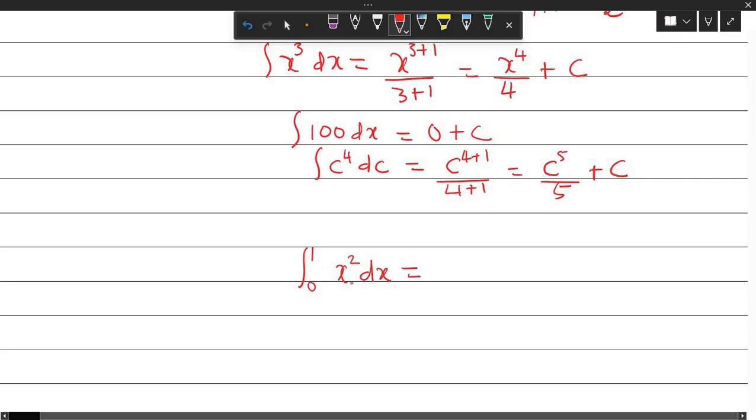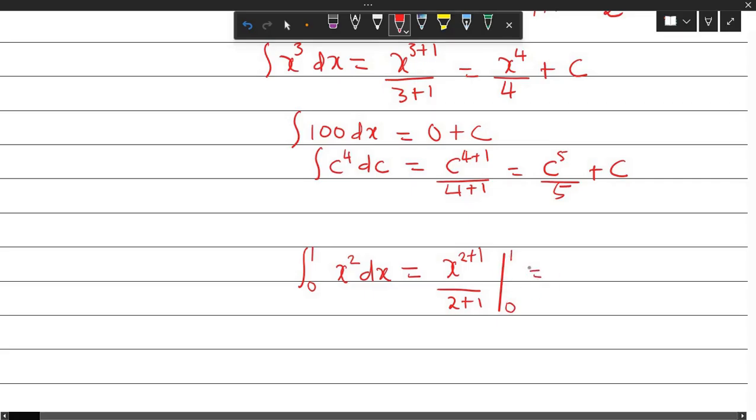So you apply the formula first. You apply the formula to x, so it will be x to the power 2 plus 1 over 2 plus 1. Okay, so we are not putting plus c. Here we are integrating from 0 to 1. So that's how you write the limit, from 0 to 1.